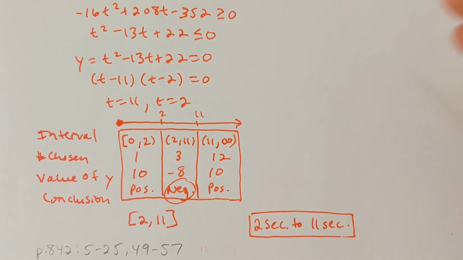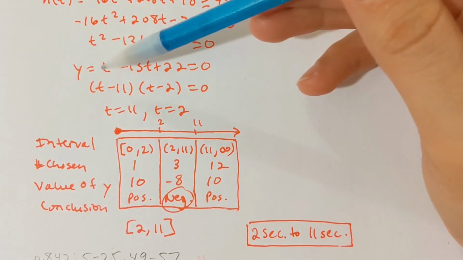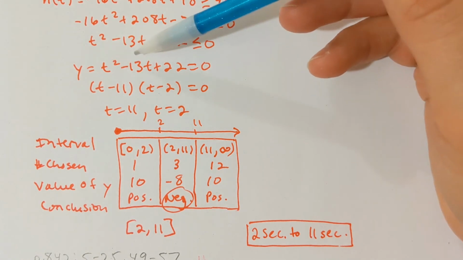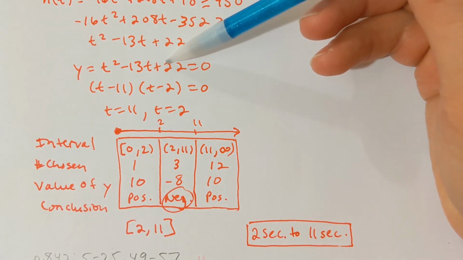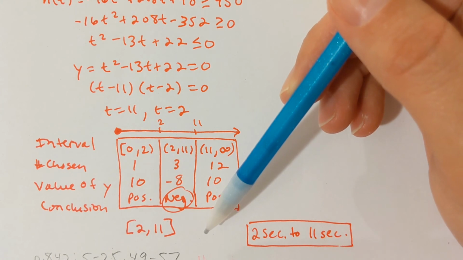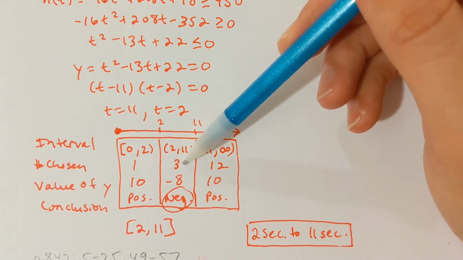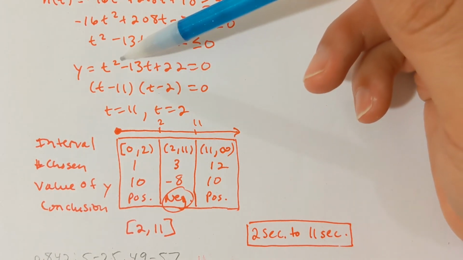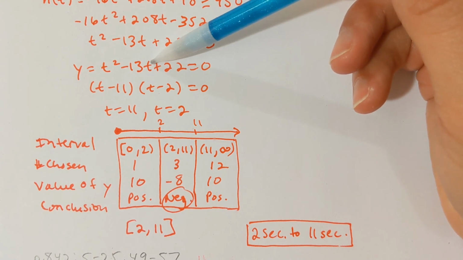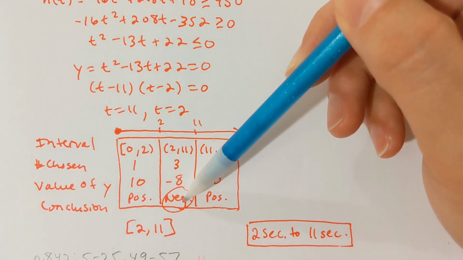And now I'm ready to select my test values here. So in the first group I need a number between 0 and 2. 1 would work well. If t is 1, plug that in here to get the y value. So 1 squared is 1, minus 13 is negative 12, plus 22 is 10. 10 is a positive number, so I'll write positive. In the next group, it's got to be a number between 2 and 11. If we use 3, for example, 3 squared is 9, minus 39 is negative 30, and then plus 22 is negative 8. So I'll write negative there.